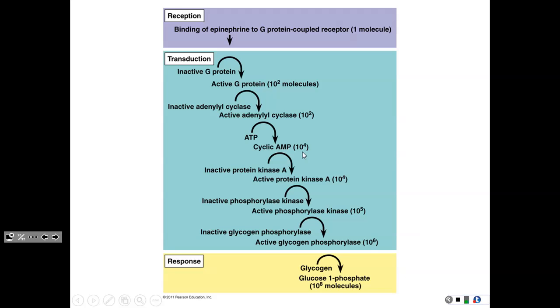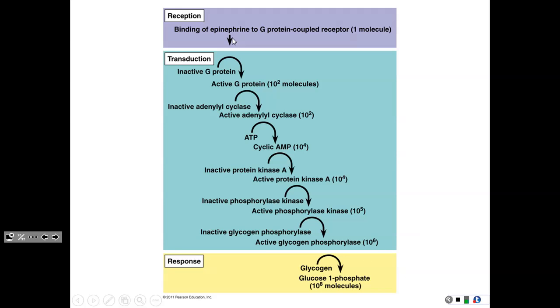And those 10,000 cyclic AMP molecules can activate 10,000 protein kinase A's, and those in turn can activate 100,000 phosphorylase kinases, and you can end up with, what's the math here, 100 million glycogen molecules being metabolized into glucose as a result of that one epinephrine molecule binding.